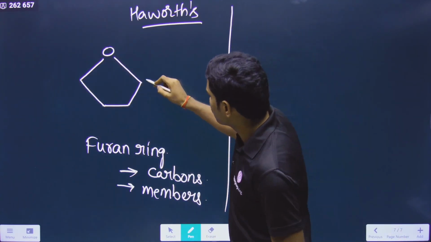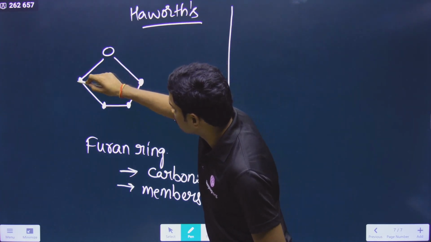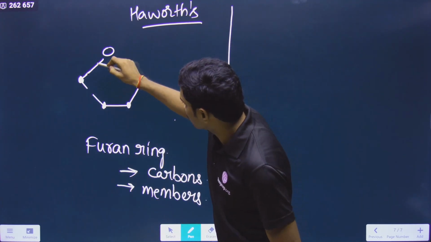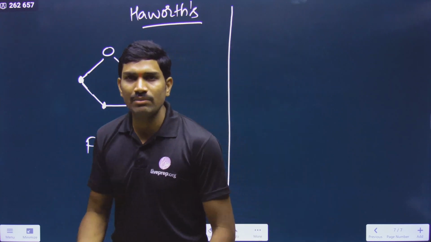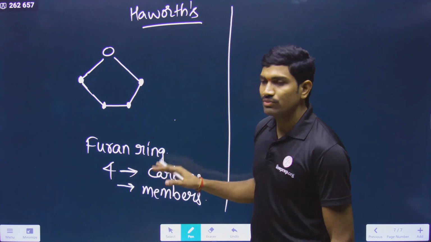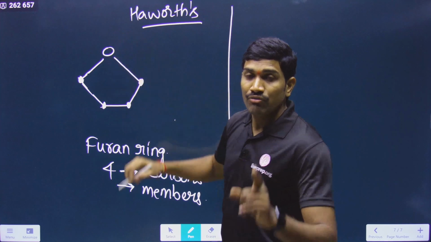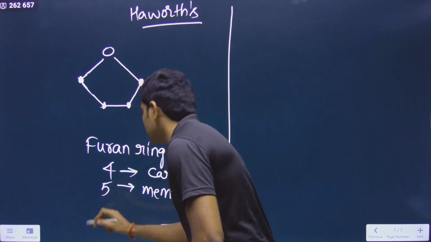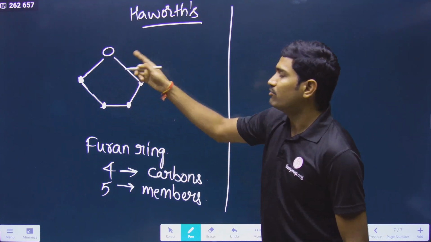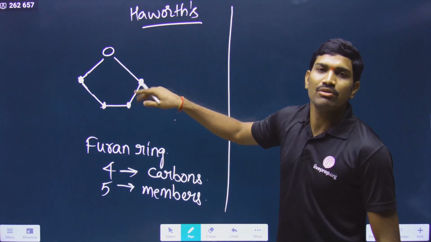Now let us count the carbons. This is a carbon, this is a carbon, this is a carbon, and this is a carbon. In the basic structure of this furan, how many carbons are present? 1, 2, 3, 4. So only 4 carbons are present in the basic structure of this furan ring. But how many members are present? 1, 2, 3, 4, and this also you need to count. If you are talking about members, you need to count all the elements. So 5 members. So the furan ring is a 4 carbon, 5 membered ring. Good. And for the representation of ribose, we are using this particular ring.